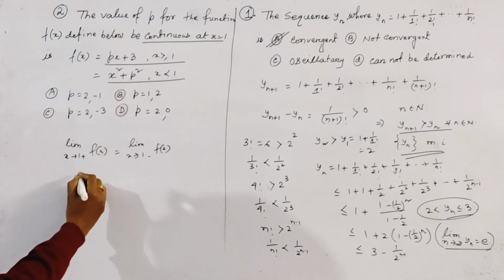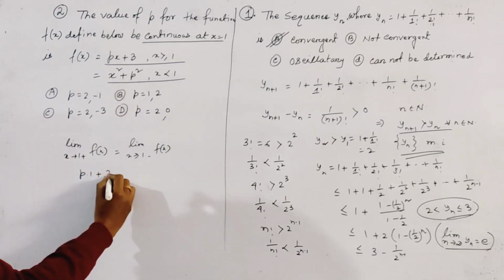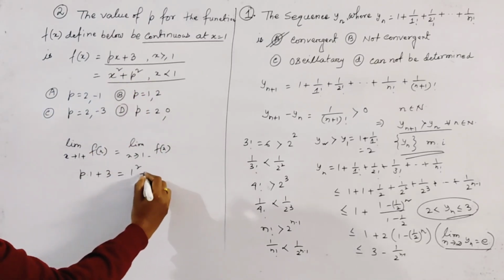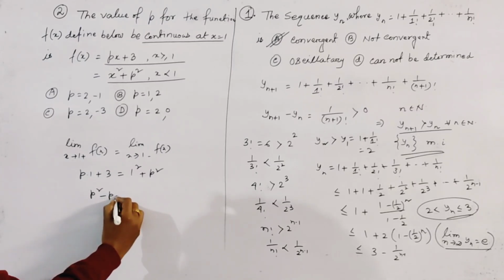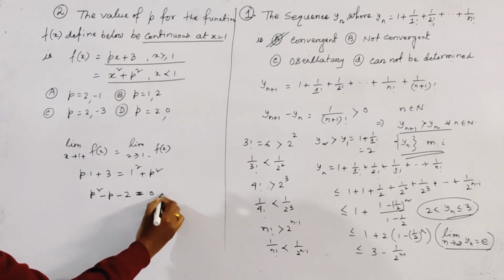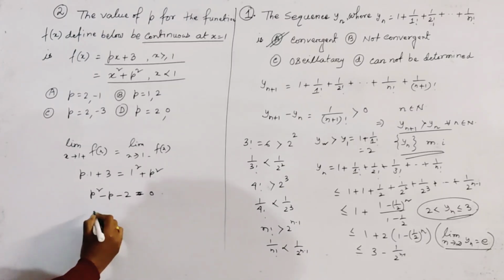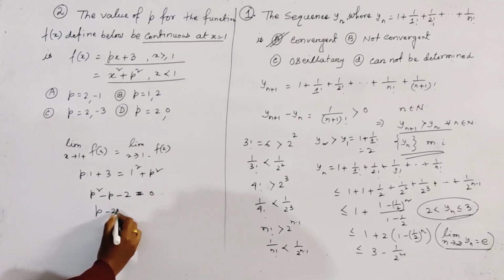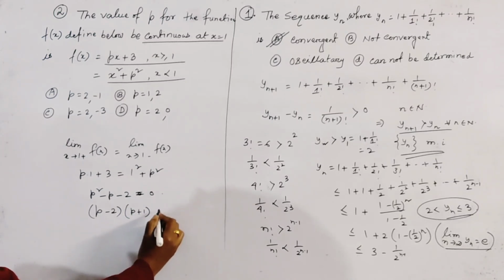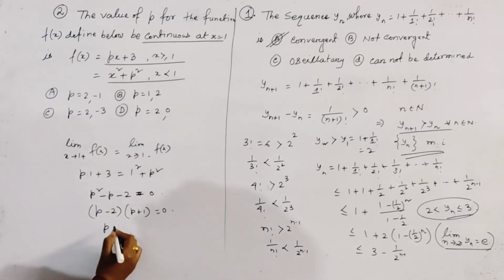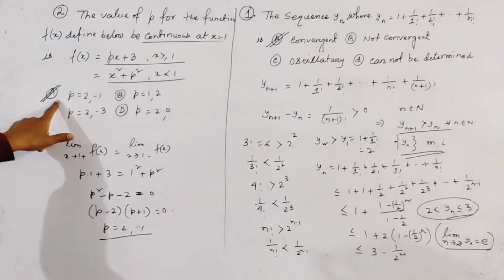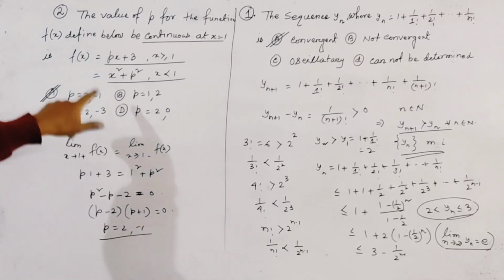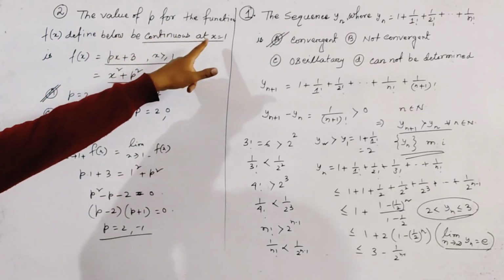The right hand limit fx is given by p into 1 plus 3, and the left hand limit fx is given by 1 square plus p square. So we get p square minus p minus 2 equal to 0. By factorizing we get p minus 2 into p plus 1 equal to 0. So we get two values of p, these are 2 and minus 1. So the value of p, which is option number A, p equal to 2 and minus 1, for which the function fx is continuous at the point x equal to 1.